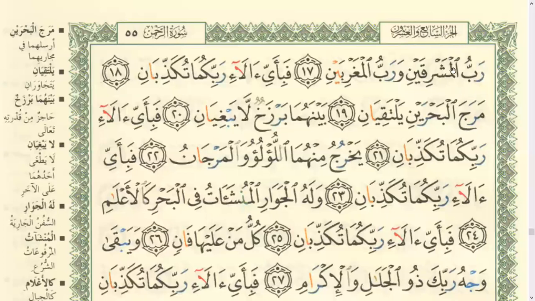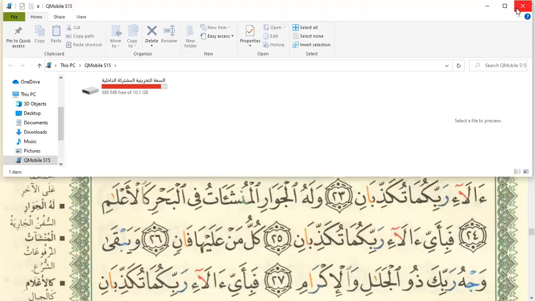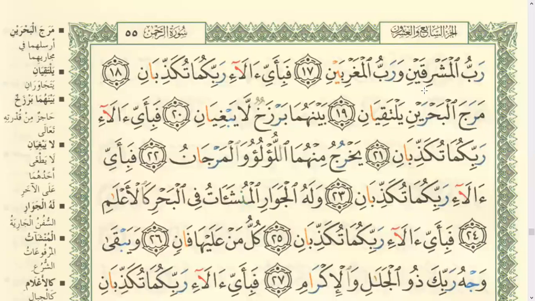Rabbil Mashriqain, Lord of the two easts, Wa Rabbul Maghribain, and Lord of the two wests. What are the two easts and the two wests? East is sunrise and West is sunset. So what are the two easts?